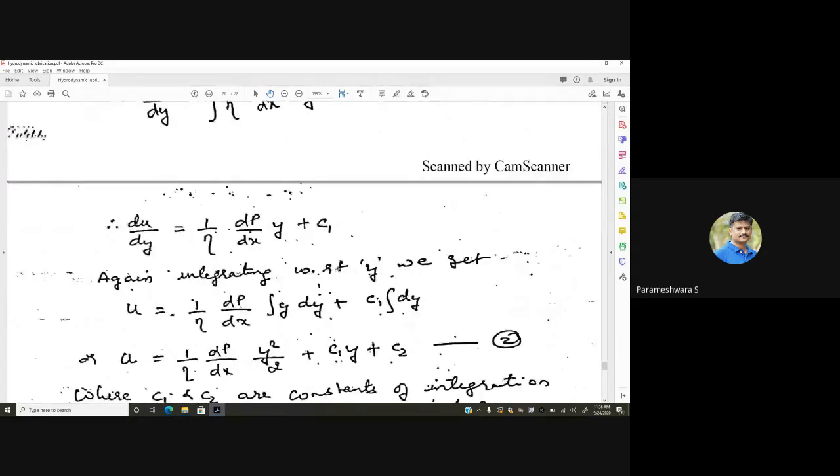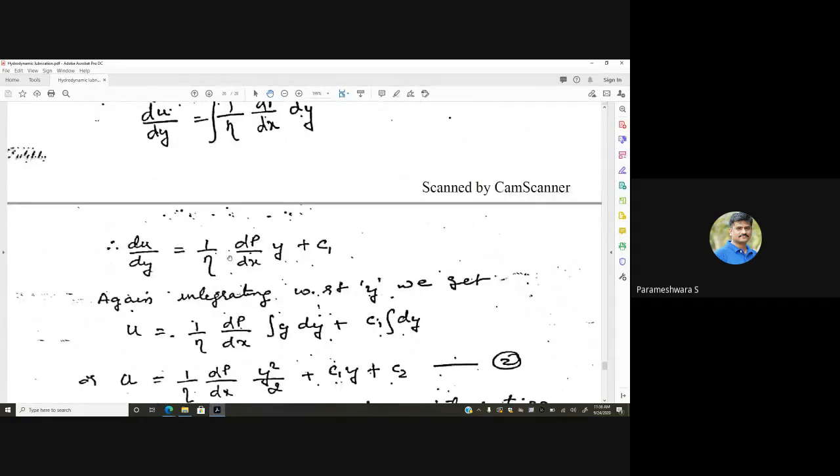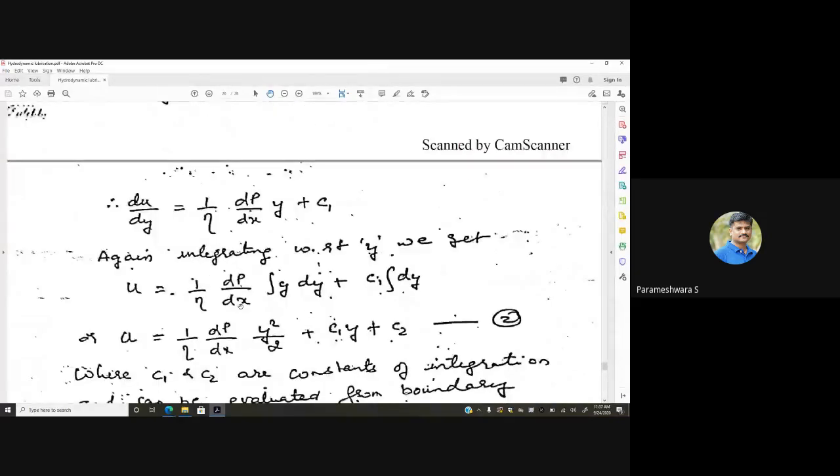Again, going for double integration, because ultimately our aim is to reduce it to velocity. We need an expression for velocity by the Reynolds equation. So du by dy, again integrating, upon second integration we will get velocity u is equal to 1 over eta dp by dx integral of y into dy plus c1 into integral of dy.